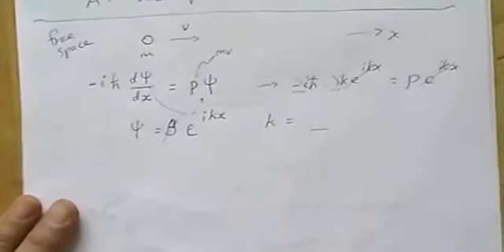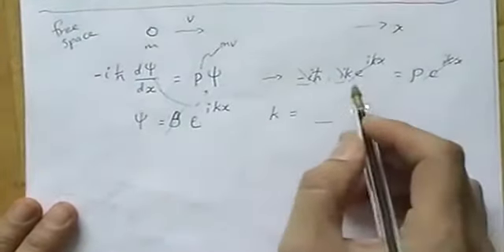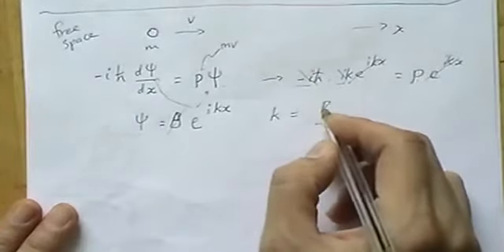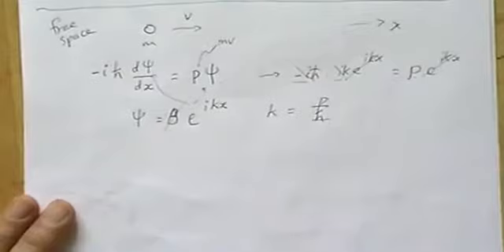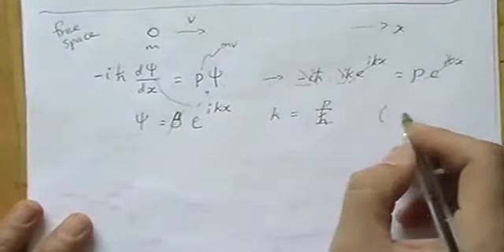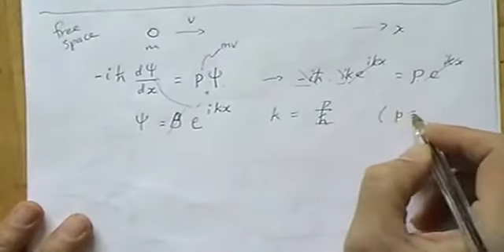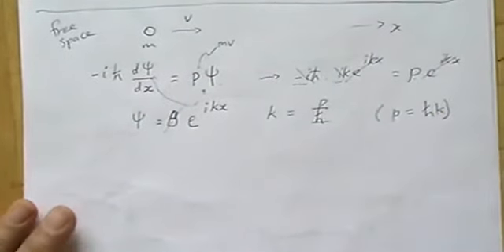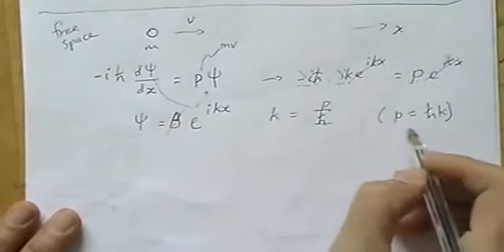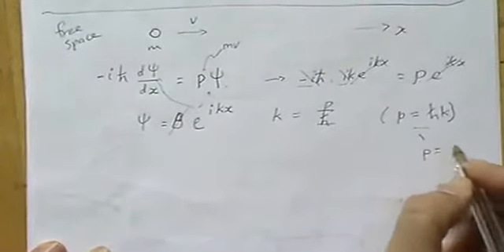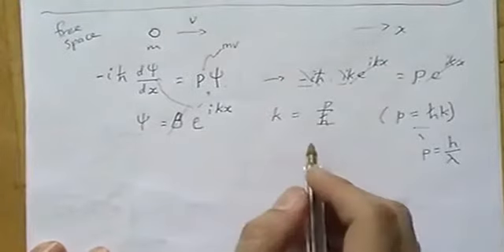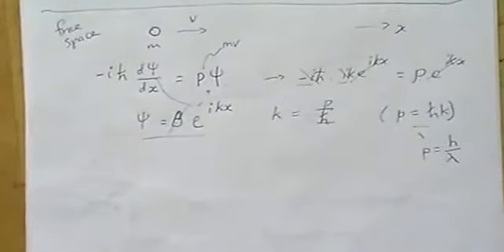And then we can find k. That's just p over h bar. That's also how we would get the relation that momentum is equal to h bar k. Or rather, we can think that this relation leads on to that, because that came from the de Broglie relation, that p is equal to h over lambda. So we have our solution for the wave function.